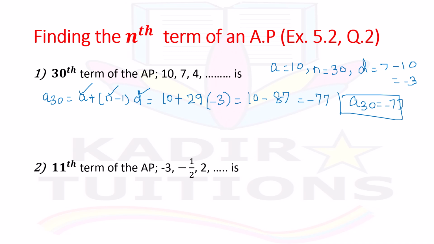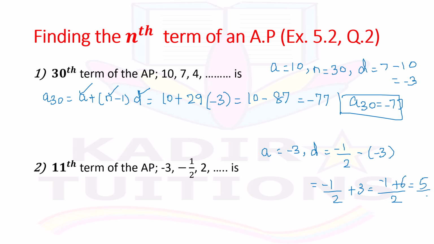Find the 11th term of an AP. So first write what is a. It's nothing but minus 3. And what is d? It's minus 1 by 2 minus of minus 3. So minus 1 by 2 plus 3. So we need to take an LCM: minus 1 plus 6 over 2. It's nothing but 5 by 2. So now we will come to the formula.